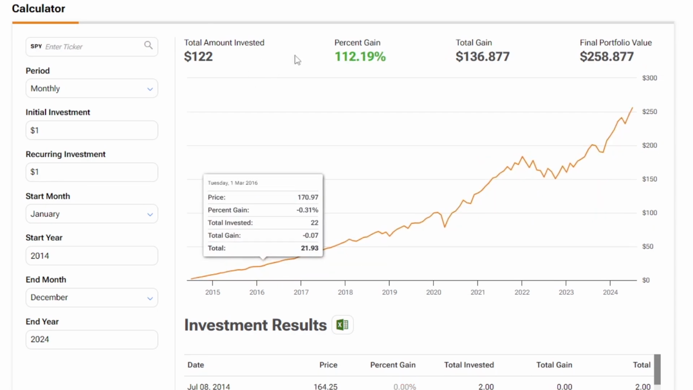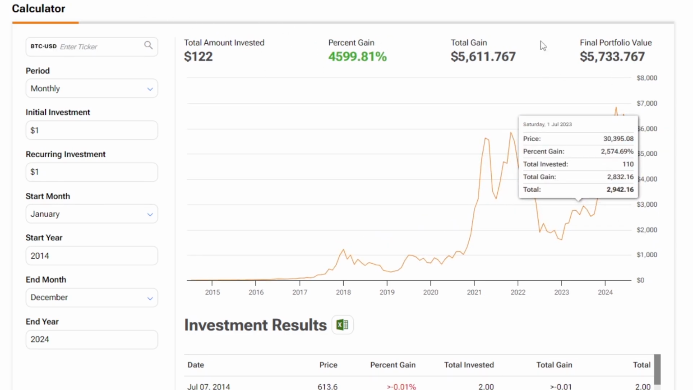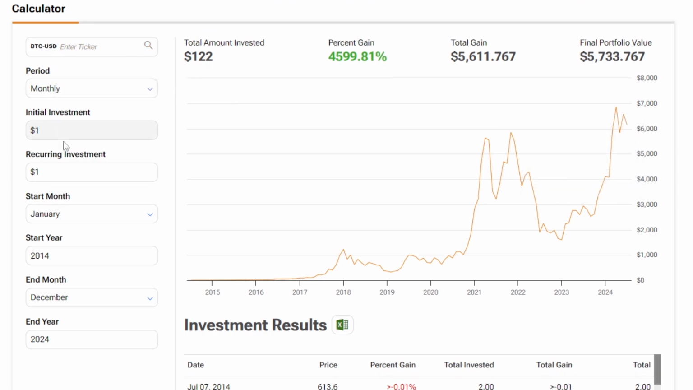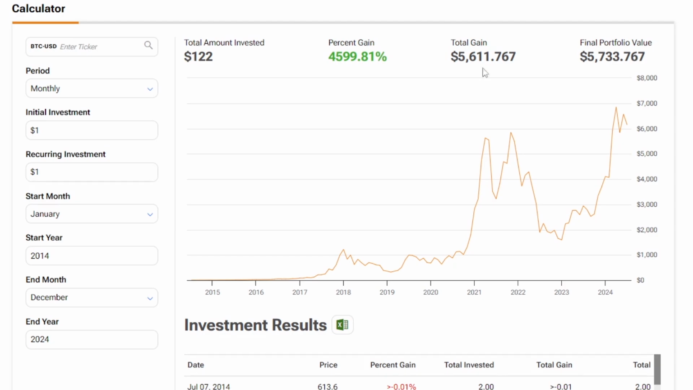So this would technically be classed as a hedge against inflation if you were putting your money into this, and we'll go a little bit into that later on in the video. However, dollar cost averaging here, as you can see, we've done the same thing, $1 every month for the last 10 years, so 2014. And if you had done that, your initial investment would have been 122 again, and final portfolio value would have been 5,733. So what does it mean by this?